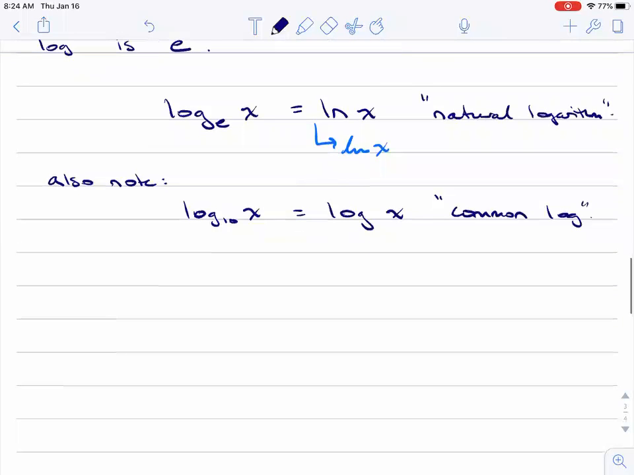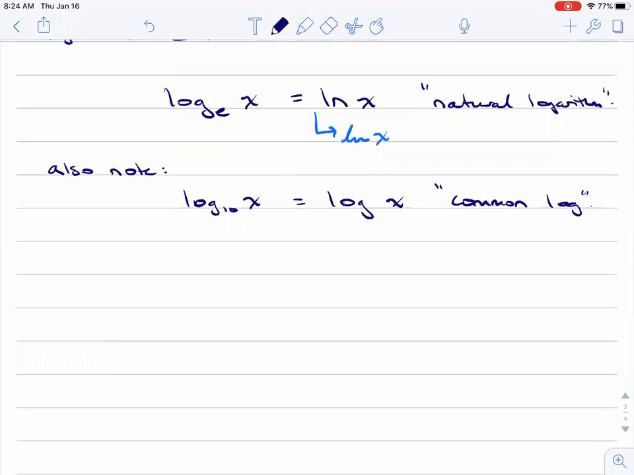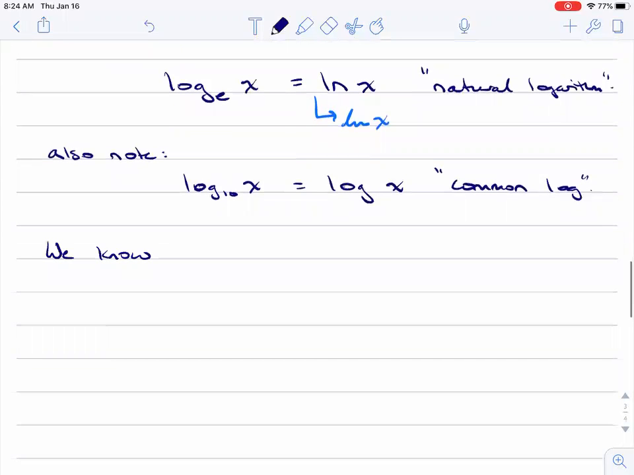All right. So we've got the common log, but we're going to talk about the natural log. So we know that if the natural log of x is y, well, that's the same as saying e to the power of y is equal to x. All right, so these two are equivalent.